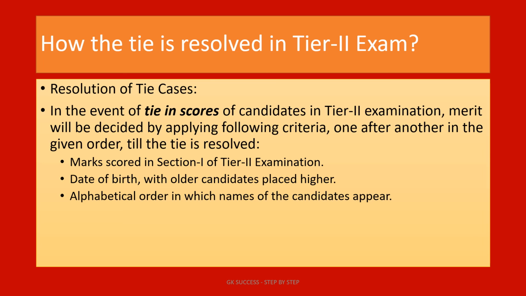Now let us see how the tie is resolved in Tier 2 examination. In the event of a tie in scores of candidates in Tier 2 examination, merit will be decided by applying some of the following criteria, one after another, in the given order, till the tie is resolved. Marks scored in section 1 of Tier 2 examination. Next, date of birth with older candidates placed higher. Next, alphabetical order in which names of the candidates appear.